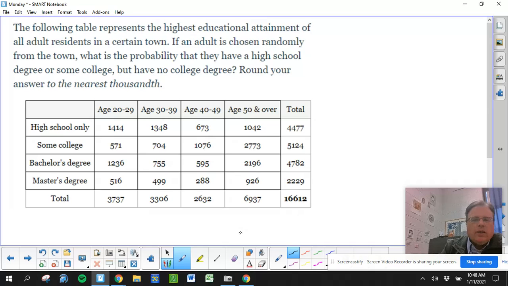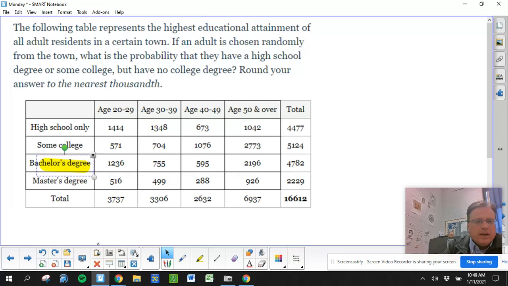A big table, and you'll notice this time that the totals are already listed for us, so we don't have to come up with those. Let's read what we've got. The following table represents the highest educational attainment of all adults in a certain town. So some people go to high school only. Some people do some college, like maybe a 2-year degree, a diploma program. Maybe they just didn't finish college, but they went. Tech school would fit in there. Anything past high school. Bachelor's degree is your traditional 4-year degree. Master's is usually called a 5th or 6th year degree, and that's all it's listed. So we didn't have any doctors in this group.